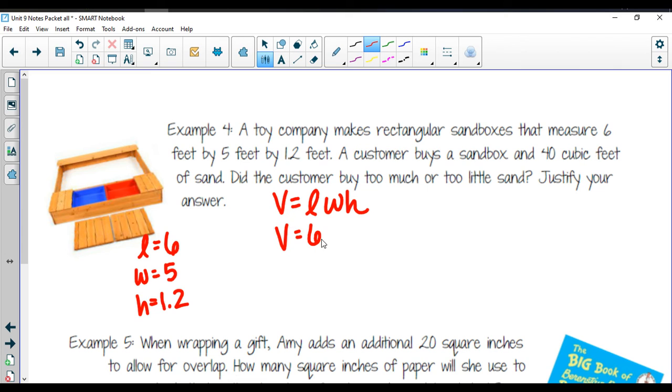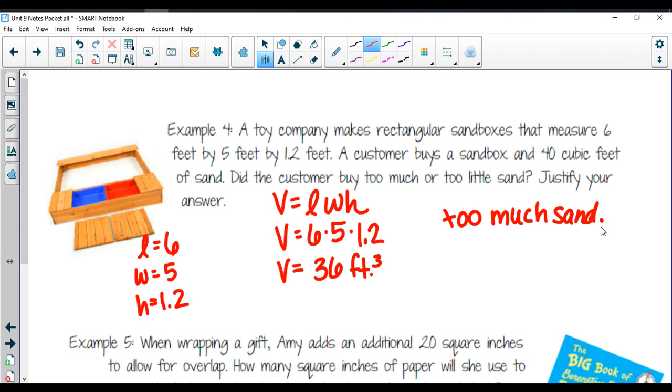To find my volume, I'm doing 6 times 5 times 1.2. That gives me a total of 36 cubic feet. So since the customer bought 40 cubic feet, the customer has too much sand. They only need 36 cubic feet. So they'll actually have 4 cubic feet left over then.